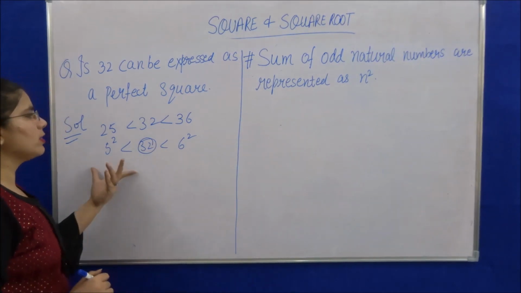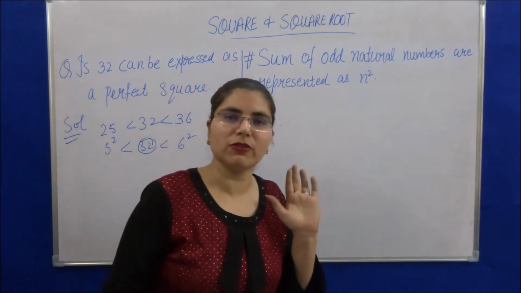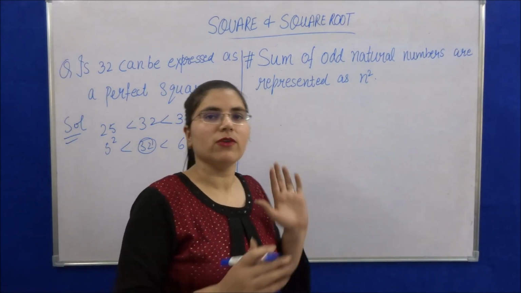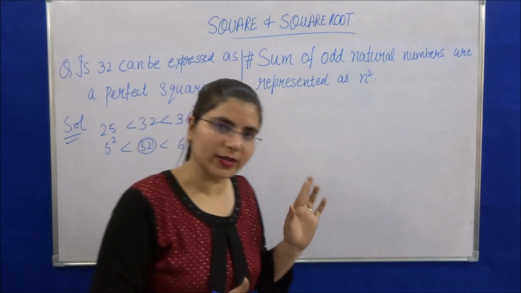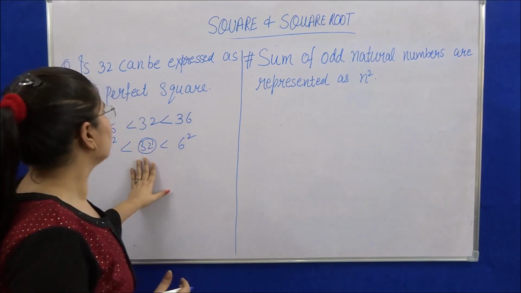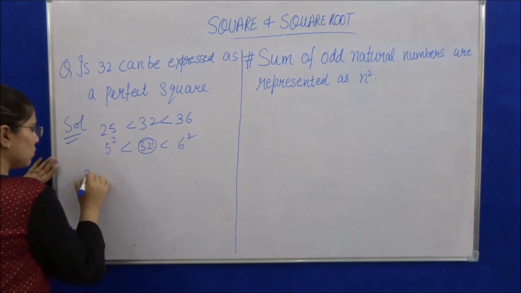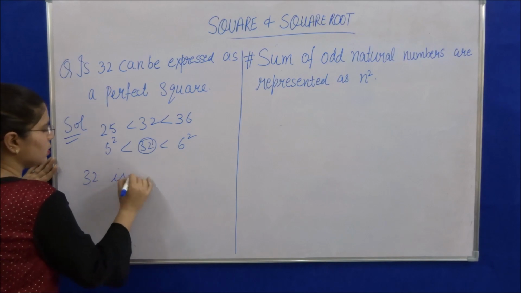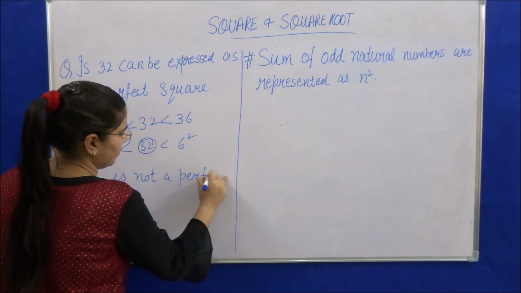We have already proved a result that if a number lies between two consecutive perfect squares, then that number will never be a perfect square. So 32 cannot be written as a perfect square. So 32 is not a perfect square.